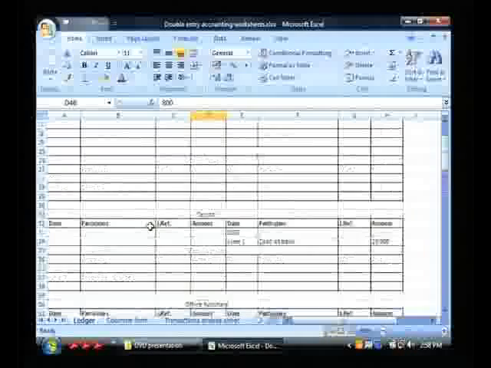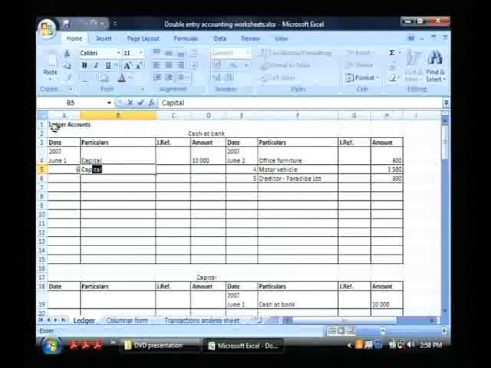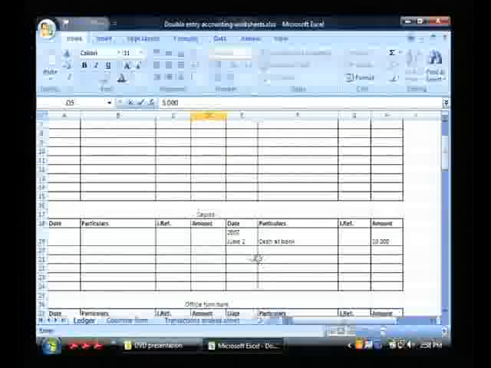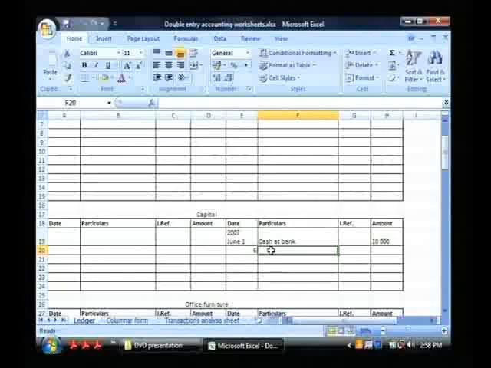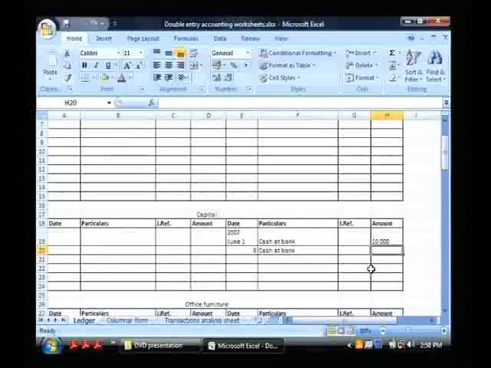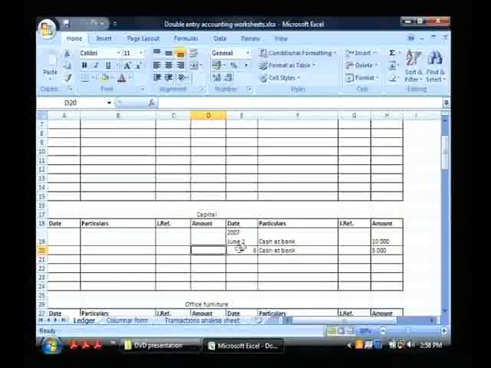cash at bank debit and capital credit. So, we have cash at bank account here and also capital account. Date 6th, capital 5,000, capital, date, cash at bank, that is the title of the corresponding account, amount is 5,000. Similar to the first transaction, and on 6th we have to have 2 accounts, cash at bank and drawings account.